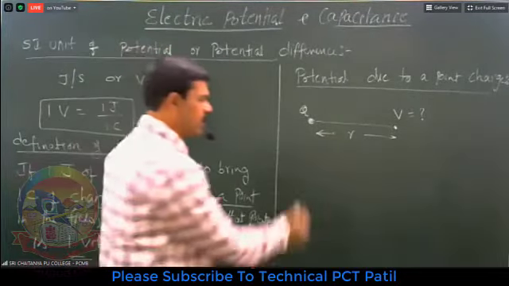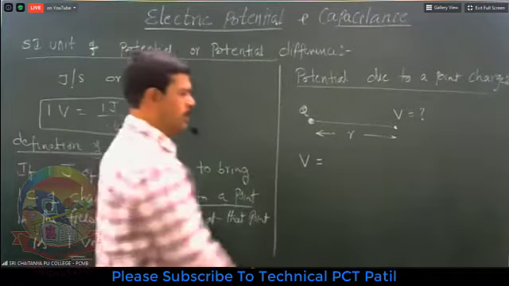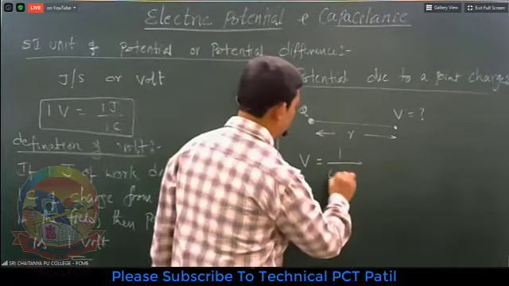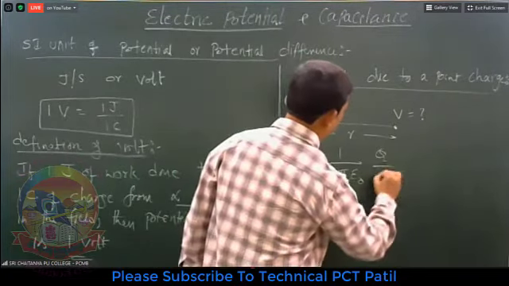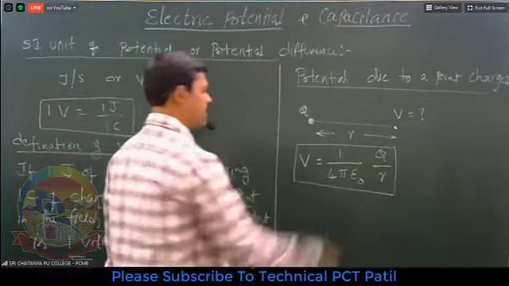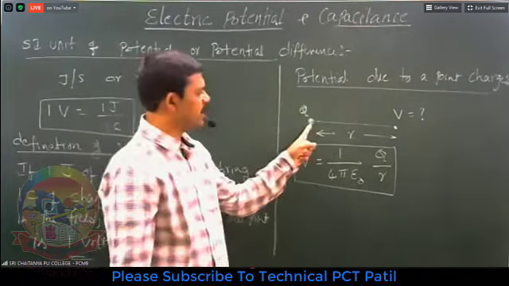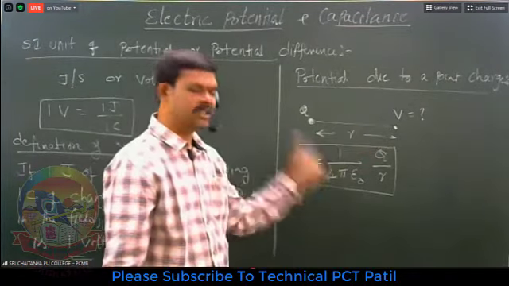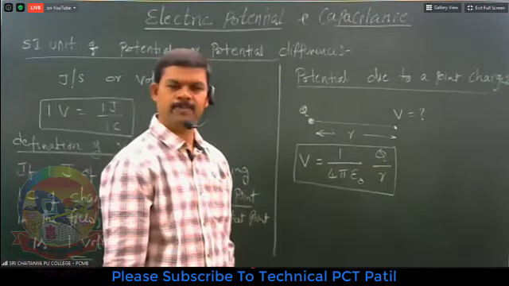We derived the formula for this. What is that formula? V is equal to 1 by 4 pi epsilon naught Q by R. This is an expression for potential due to a point charge at a distance R from it. 1 by 4 pi epsilon naught Q by R.